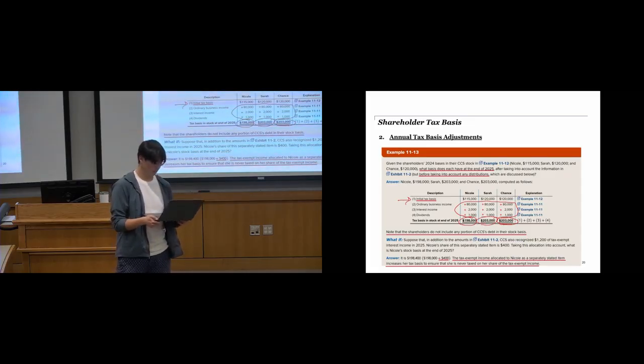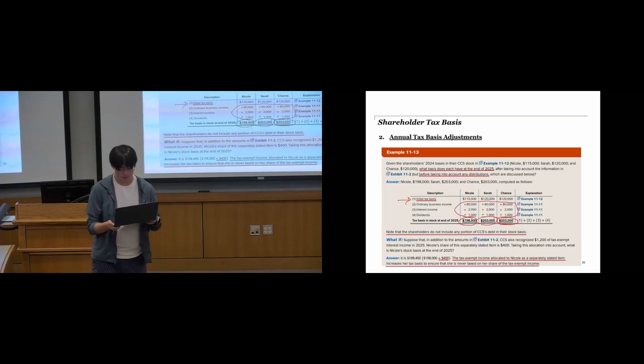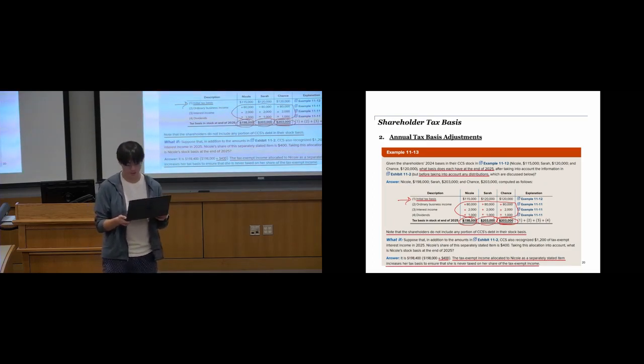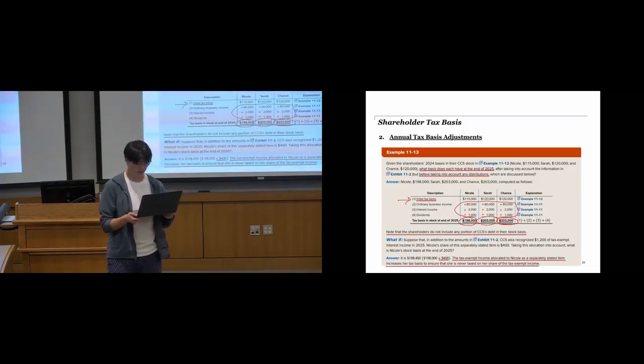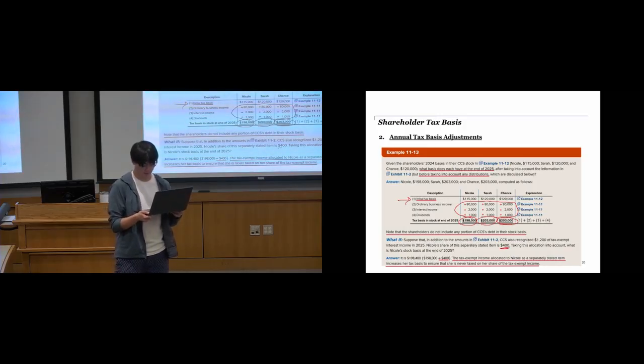Okay. What if, suppose that in addition to the amounts in Exhibit 11.2, CCS also recognizes 1,200 of tax-exempt interest income in 2025. Nicole's share of the separately stated item is $400. Taking this allocation into account, what is Nicole's stock basis at the end of 2025? It is $198,400. Tax-exempt income allocated to Nicole as a separately stated item increases her tax basis to ensure she is never taxed on her share of the tax-exempt income.